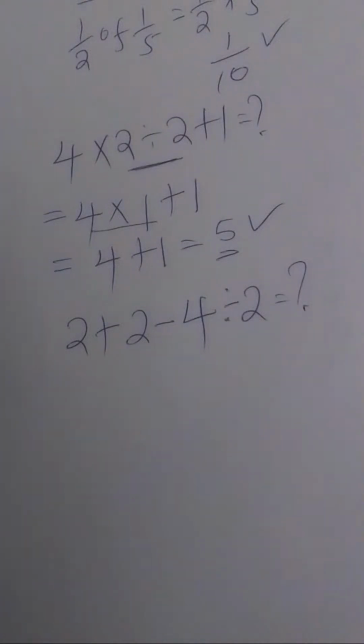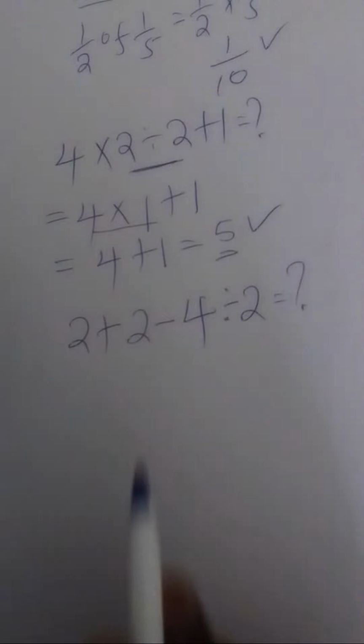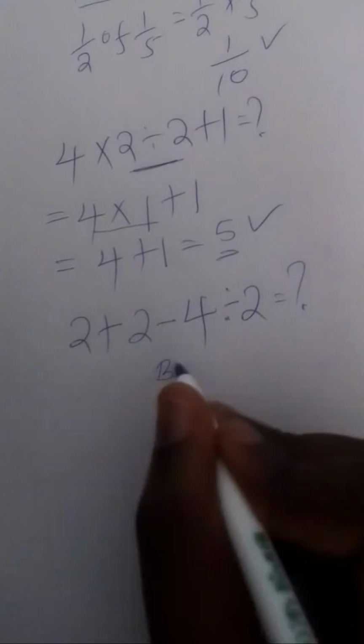So we have 2 plus 2 minus 4 divided by 2. Oh, 66. I've got you, Ken. Now let's confirm if it is indeed 66. As usual, we have to follow something that is called the BODMAS rule.